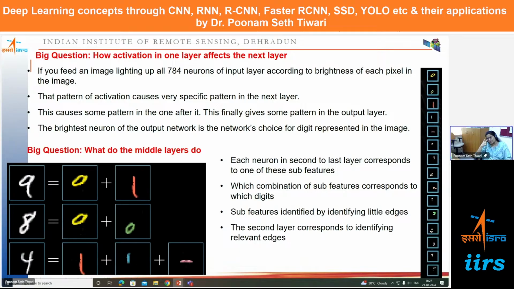In the middle layers, as we have already discussed, small sub features are understood, that these are the features for number 9.